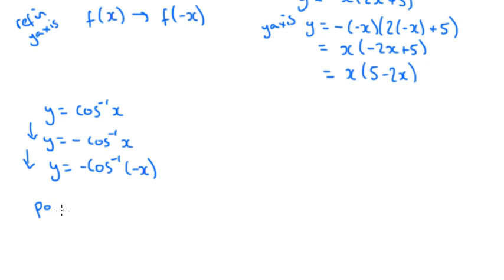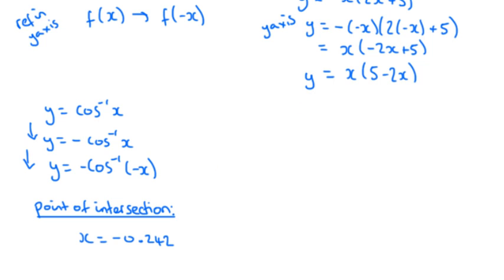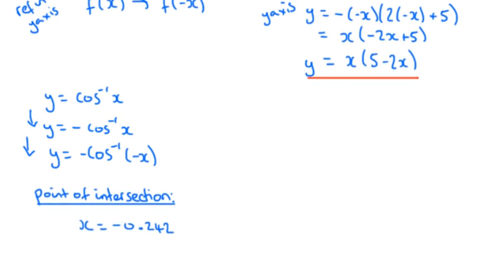So the point of intersection will be when x is negative 0.242, and if we substitute that into our function that we've got for the new quadratic, so this x bracket 5 minus 2x, we should get the y coordinate.